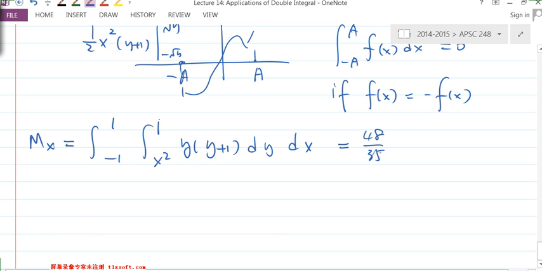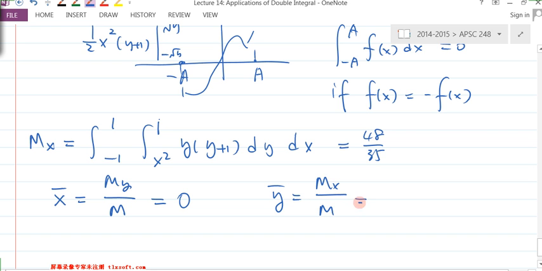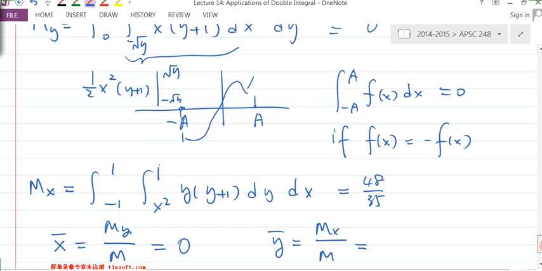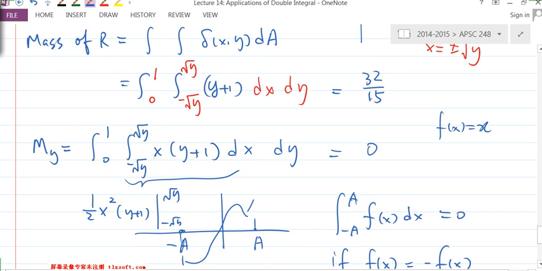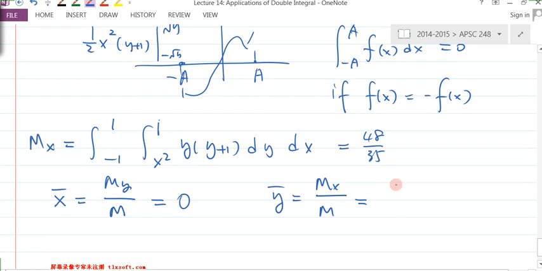So you will end up with 48/35. Then x bar equals my divided by the total mass, and x bar is 0, and y bar equals mx over the total mass. So this number divided by this number, with a little simplification, you end up with 9/14. That's the center of mass for that region R.